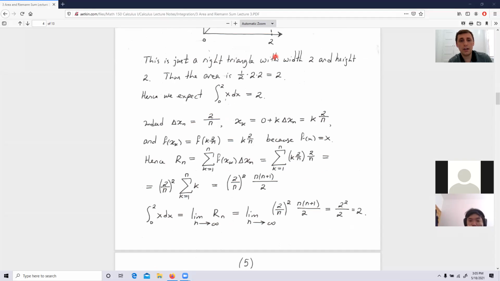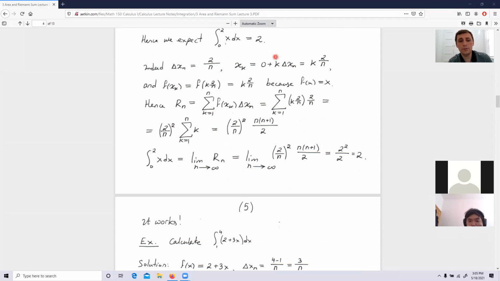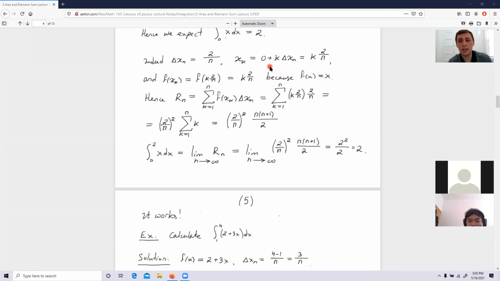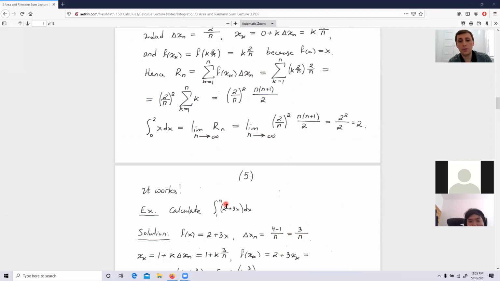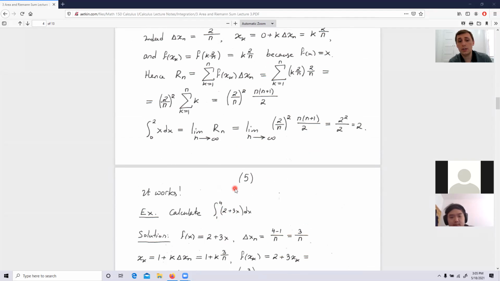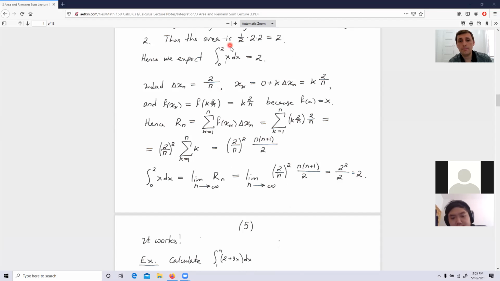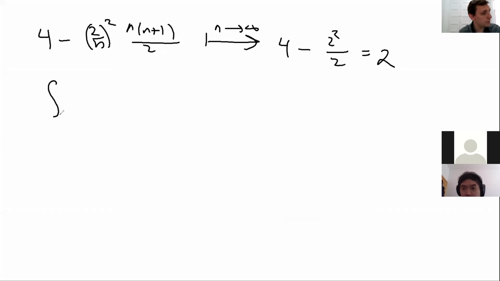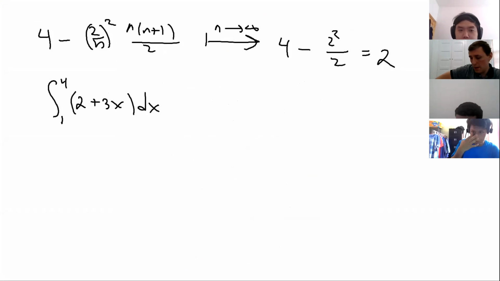All right, guys, let's do one more. You're going to calculate the integral from 1 to 4 of 2 plus 3x. Can you do that? I want you to calculate the integral from 1 to 4, 2 plus 3x dx. Please try to be fast. I will give you 5 minutes.